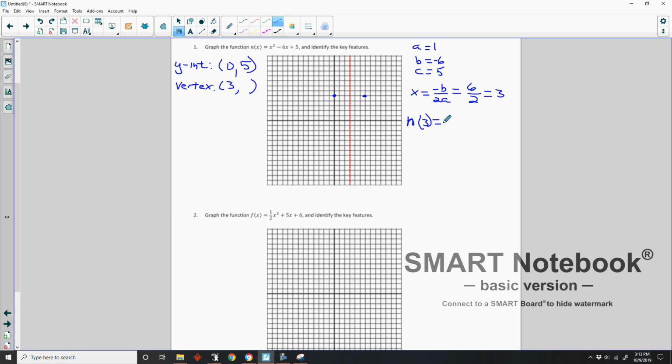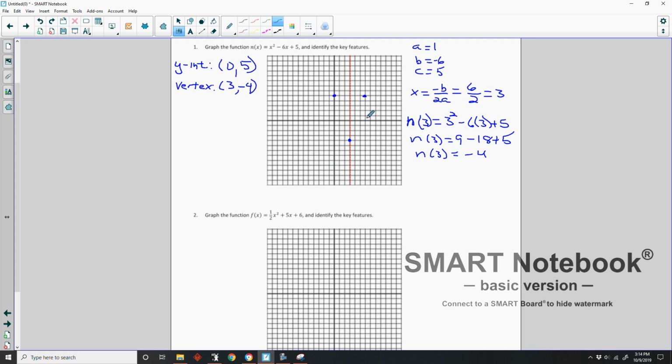equals 3 squared plus, just kidding, minus 6x, or in this case 6 times 3. I'm not going to write the formula again. I'm just going to substitute 6x plus 5. So my n of 3 is going to equal 9 minus 18 plus 5. So my n of 3 is going to equal negative 9 plus 5, which is negative 4. So my vertex is (3, negative 4). So it's 1, 2, 3, 4. So it's right here.